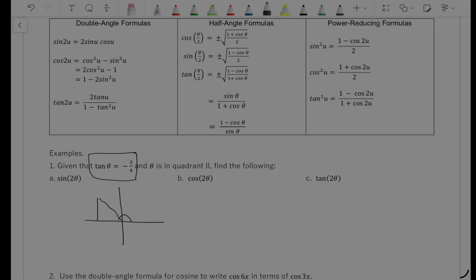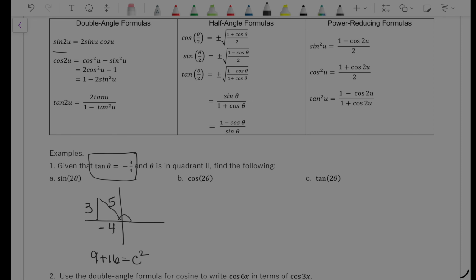Tangent is opposite over adjacent. And the negative will have to go with the 4 then. Pythagorean theorem is going to produce a 5 for our hypotenuse.